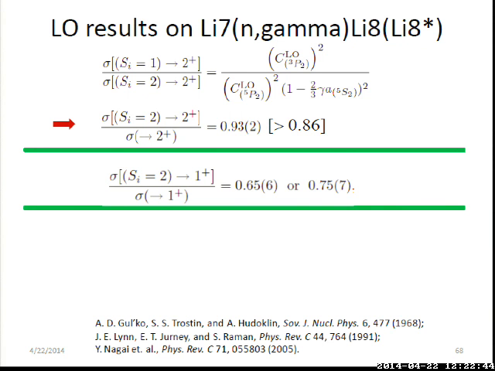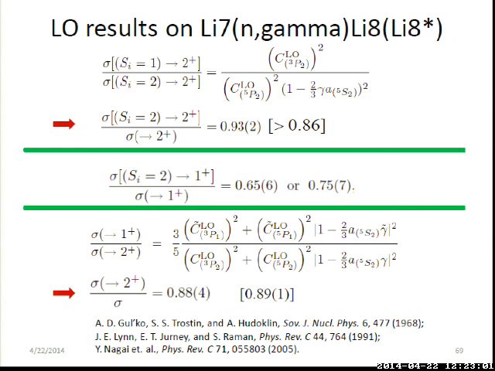So you can compute the same ratio for the capture to 1 plus. We have two different numbers because the ab initio ANC is different from the measurement. So that's why we have two results based on two different inputs. And you can also calculate this ratio, basically the 2 plus capture over the total capture. This is our number, and this is the measurement.